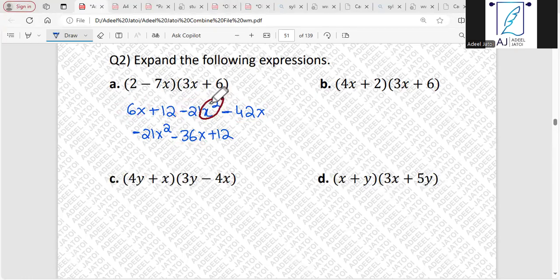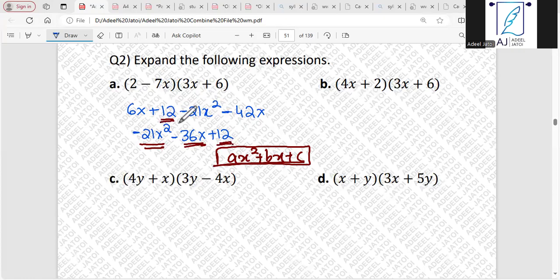Since this is x squared, this will be at the first place. Why? Because it's a quadratic equation. Remember this: ax squared plus bx plus c. Every time you have a square, we need to write this in this form. So the x square value has to come in front, and then the x, and then the constant value. So 12 was just the same number, minus 21x square was the same number, but we see 6x and minus 42x. So this turns out to be what? Minus 36x.